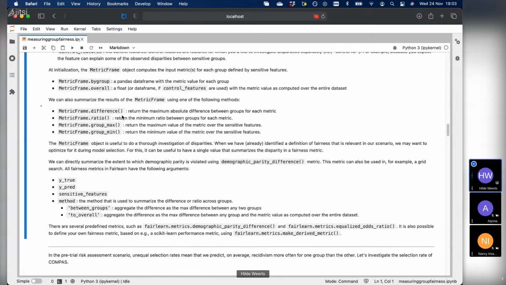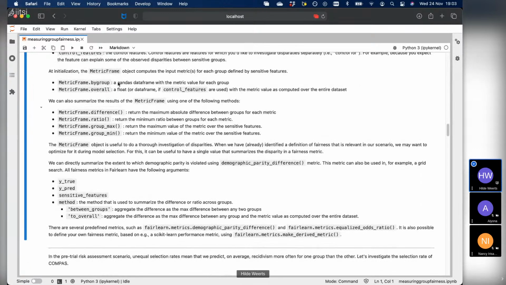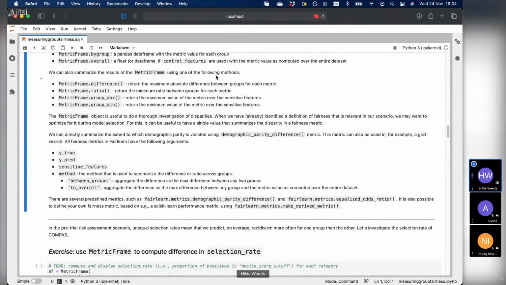So MetricFrame has a few things that you can look into. We have by group, and this is a data frame with a metric value for each group. We have overall, which is just the metric value for the entire data set. And then we can also compute, for example, the absolute difference between groups for each metric. But I think it will become clearer when we get to actually doing this.